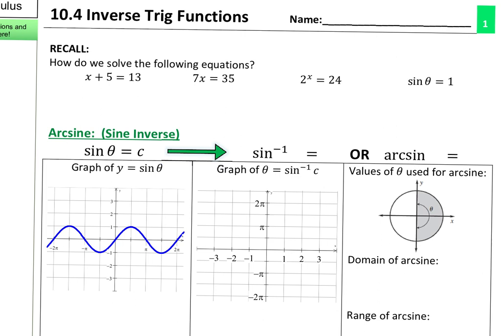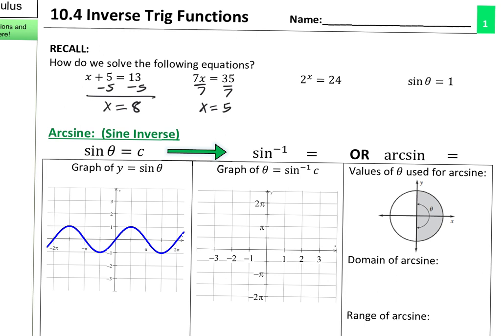So if you remember this first bit, you would subtract 5 from both sides, right? You're doing the inverse operation here, and we get 8. Here we would do the inverse of multiply by 7, so we would divide by 7 and get an answer.